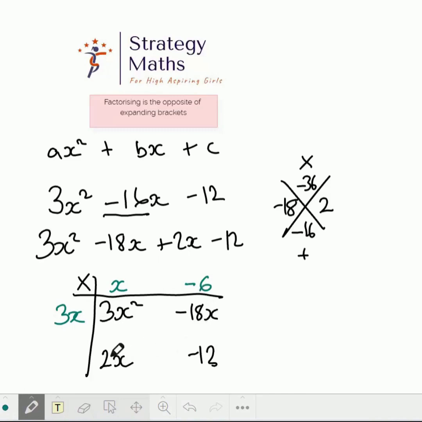Next, the highest factor of 2x and minus 12 is 2. Let's just double check. 2 times x is 2x, and 2 times minus 6 is minus 12. So there we have our factorised answer, 3x and positive 2 multiplied by x and minus 6 will give us the quadratic that we started with.